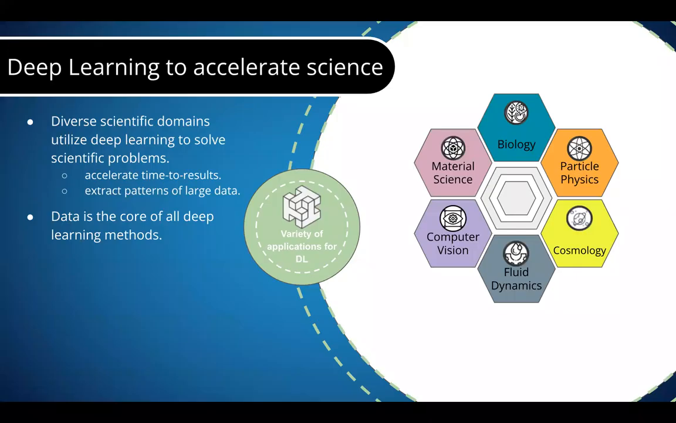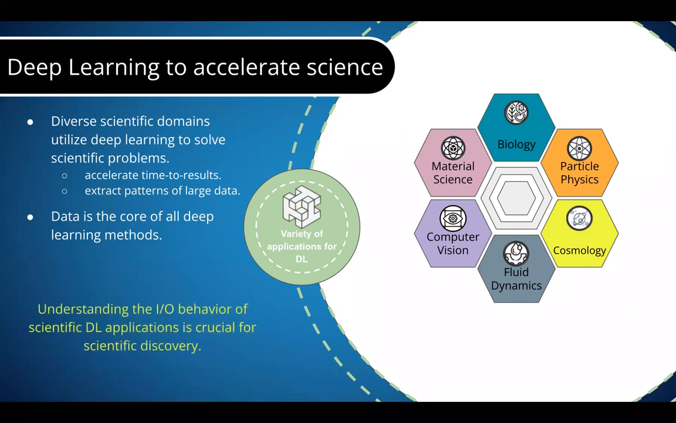The basic idea is that scientists utilize deep learning methods to reduce the computational complexity of their applications. It is used in a variety of domains such as material science, biology, physics, and many more, as shown on the right. Efficient ingestion and processing of data is crucial for the effectiveness of these deep learning methods, and this has been proven in cloud environments. However, the data characteristics of deep learning methods in scientific domains are not well understood.